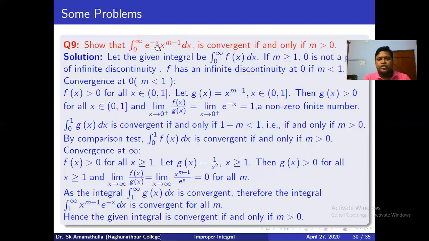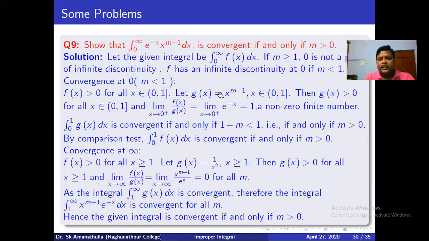Here f(x) equal to this one, so it is greater than 0, and we take g(x) equal to x to the power m minus 1. Then g(x) is also greater than 0, and for all x that belongs to this one, limit x tends to 0 plus f(x) by g(x) equal to 1, and it is non-zero as well as finite. So, we know that integration 0 to 1 g(x) dx is convergent if 1 minus m less than 1.